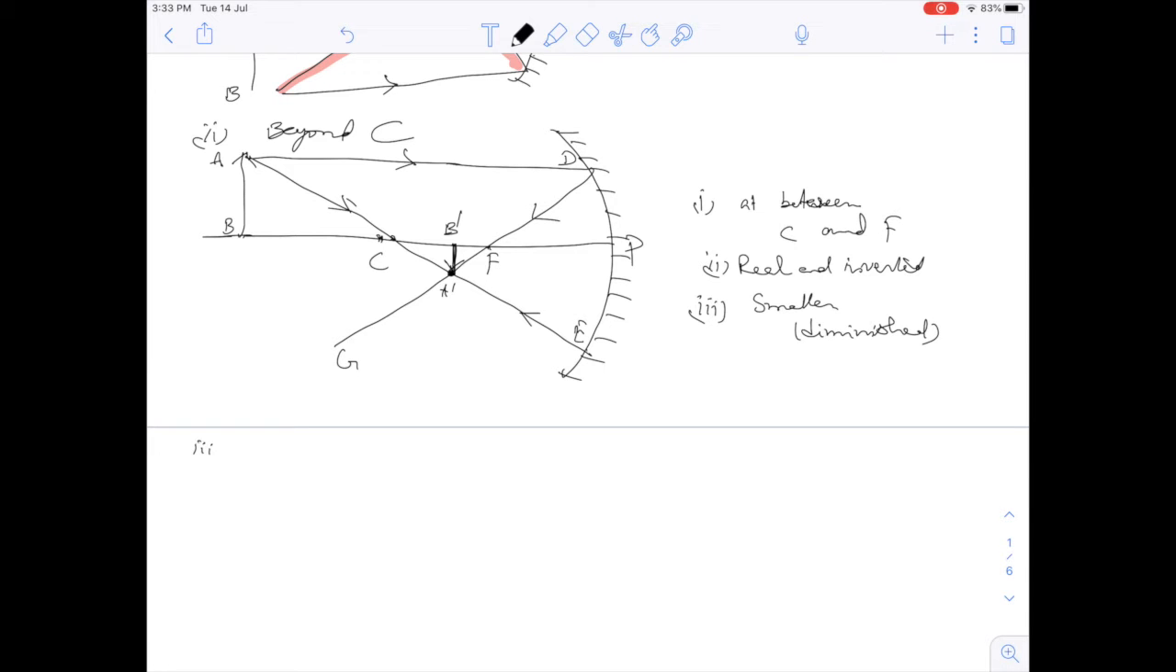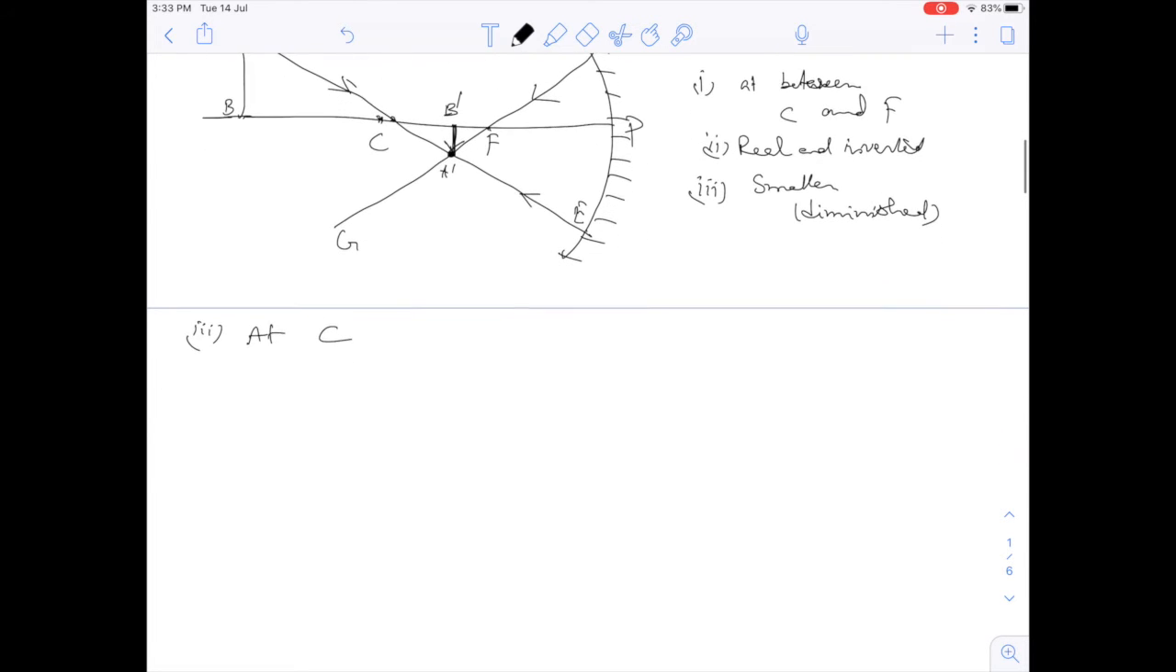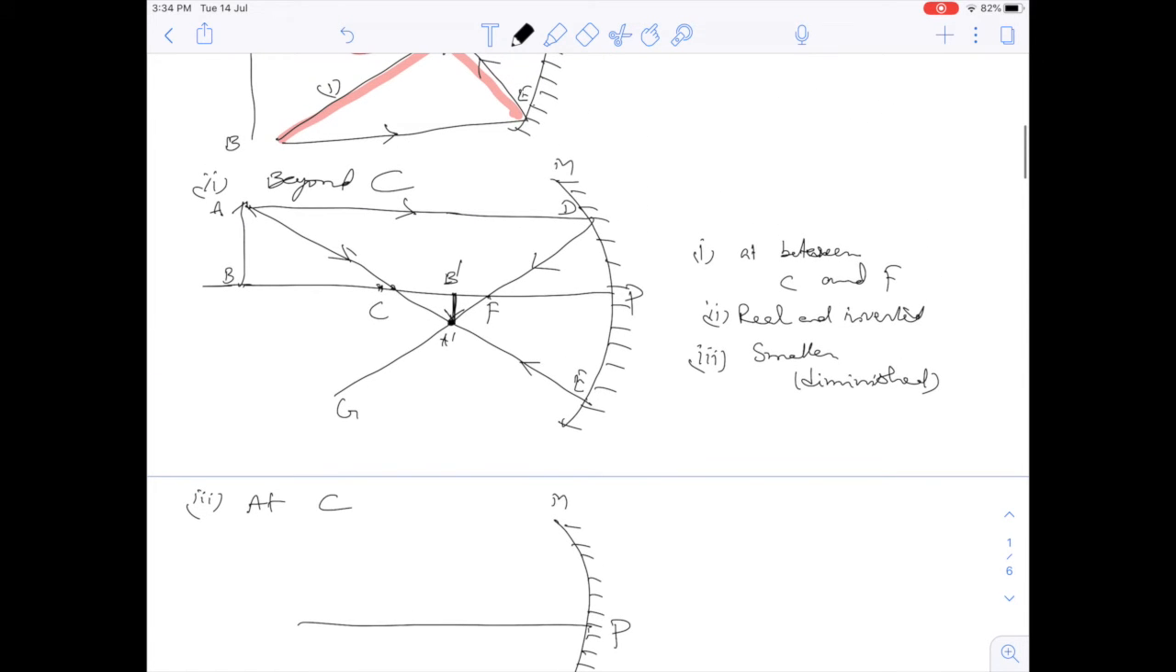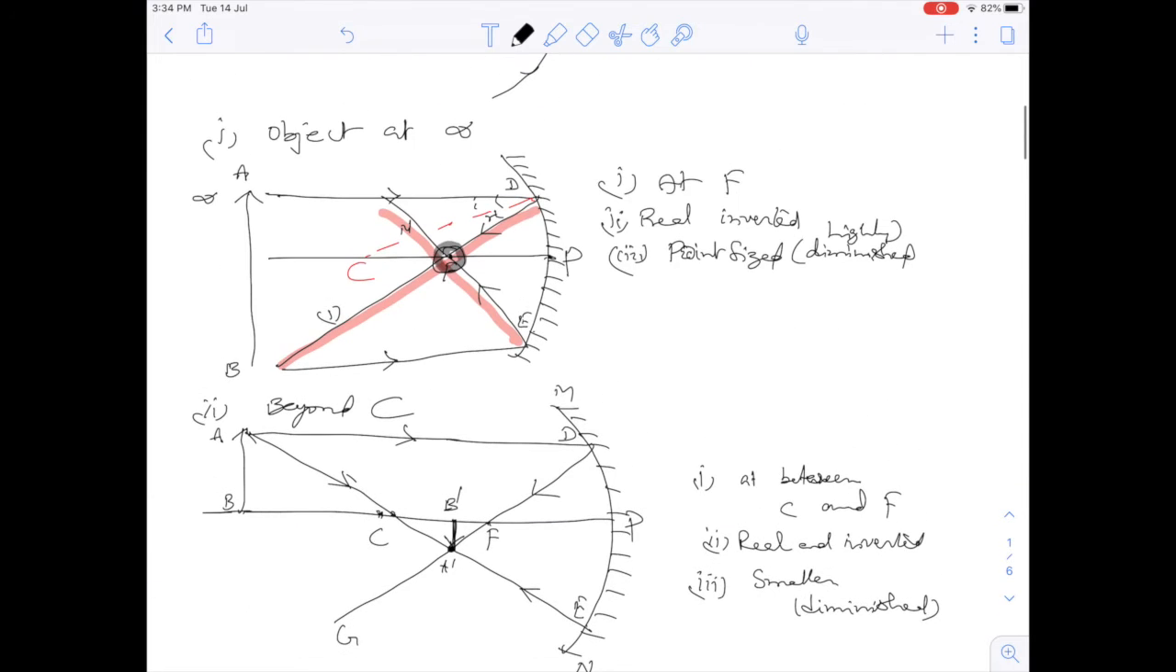Moving on to the next position. So where will we move? Now we went from infinity to beyond C. Now we will see the object at C. So let us see, I have a concave mirror and this is P. Now I will join this one, and the surface we can write in all the cases as Mn. The concave mirror surface we can write as Mn.